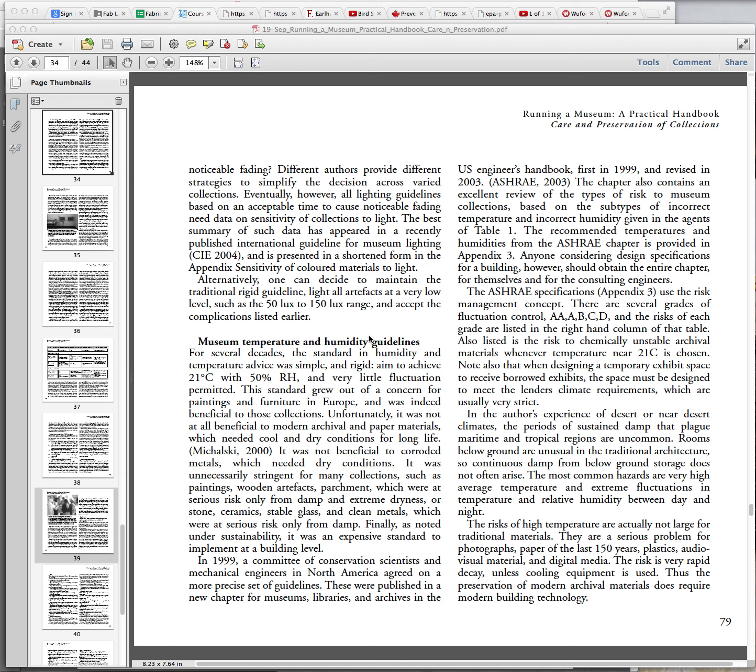and humidity for your collections assessment. So in this, I want to remind you that you had a section that we sort of skipped over on Wednesday, and that's in Running a Museum Practical Handbook here. This section, Museum Temperature and Humidity Guidelines, on page 79. I want you to start reading there. It's very, very short, but it'll give you the context for what you're looking for here.